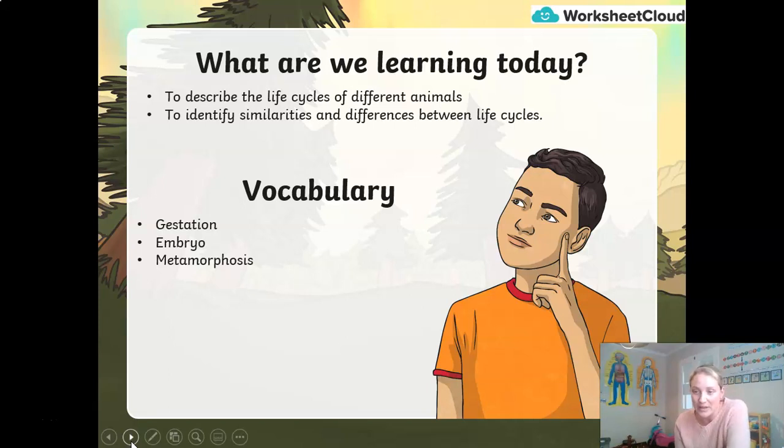So the vocabulary that I want you to take note of today for that scientific dictionary: gestation, embryo, and metamorphosis. We will be using those words in today's lesson.